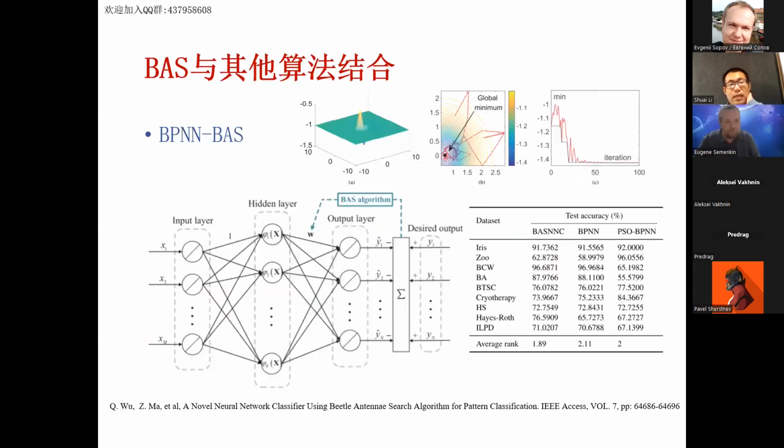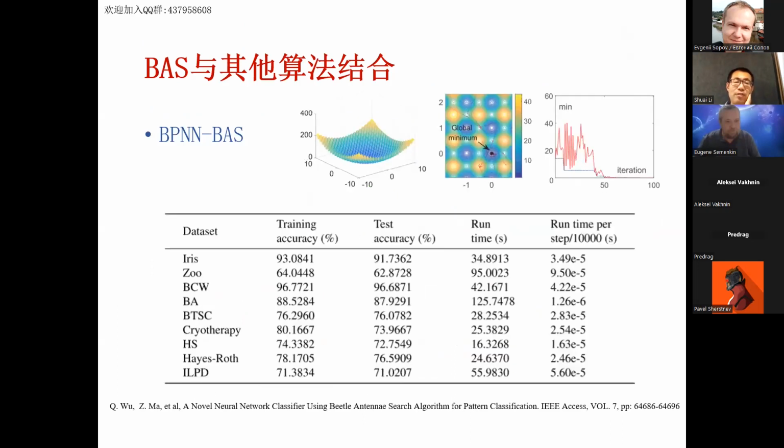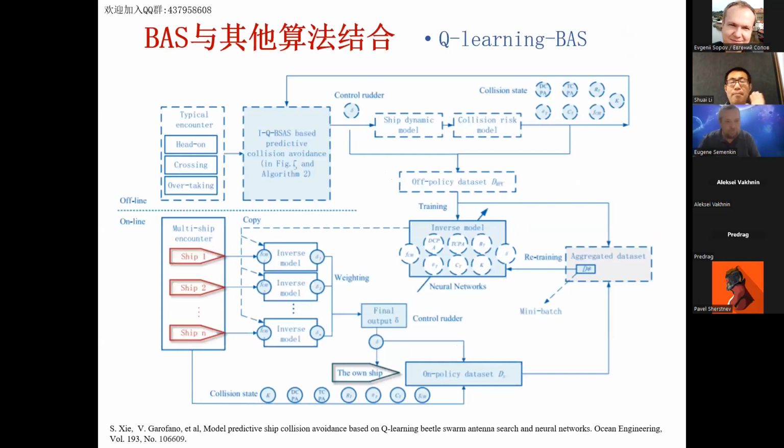This is a BPNN BAS, which is the combination of Beetle antenna search together with artificial neural networks. There are many different ones, and also this is a Q-learning Beetle antenna search, which introduces Q-learning, which is a kind of reinforcement learning, together with the BAS to make BAS more reward sensitive so that it can do self-learning.